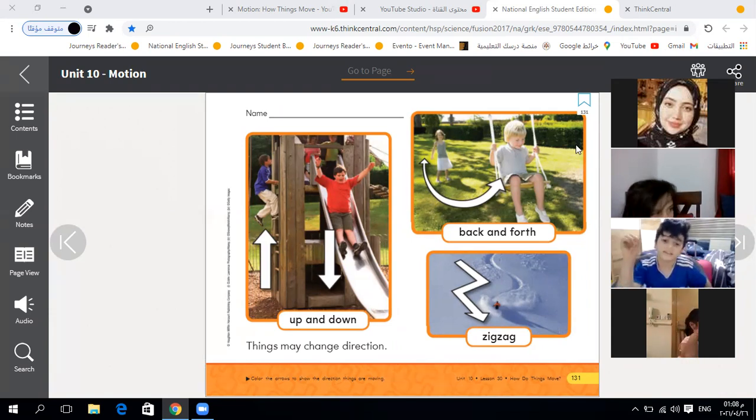Yes, teacher. Yes, Amir, yes, a zigzag. Bravo. Yes, Amir, that's right. Teacher, what did you say?